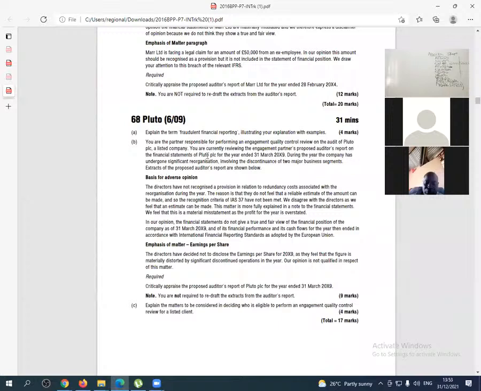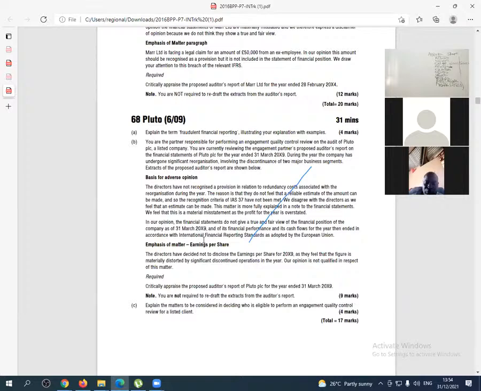So these guys gave an adverse opinion. Basis for adverse opinion: the directors have not recognized a provision in relation to redundancy costs associated with the reorganization during the year. The reason is that they do not feel that a reliable estimate of the amount can be made, and so the recognition criteria of IAS 37 have not been met. We disagree with the directors as we feel that an estimate can be made. The matter is more fully explained in a note to the financial statements. We feel that this is a material misstatement as the profit for the year is overstated. In our opinion, the financial statements do not give a true and fair view of the financial position of the company as of 31st March 2019 and of its financial performance and its cash flows for the year then ended in accordance with international financial reporting standards as adopted by the European Union.